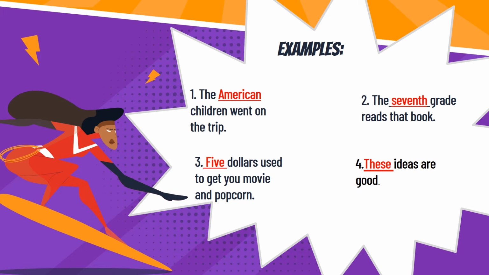Number 3, $5 used to get you a movie and popcorn. Here I'm asking how many or how much. How many dollars do you use to get you a movie and a popcorn? It's $5. Number 4, these ideas are good. Here I'm telling you which ones, these or that.